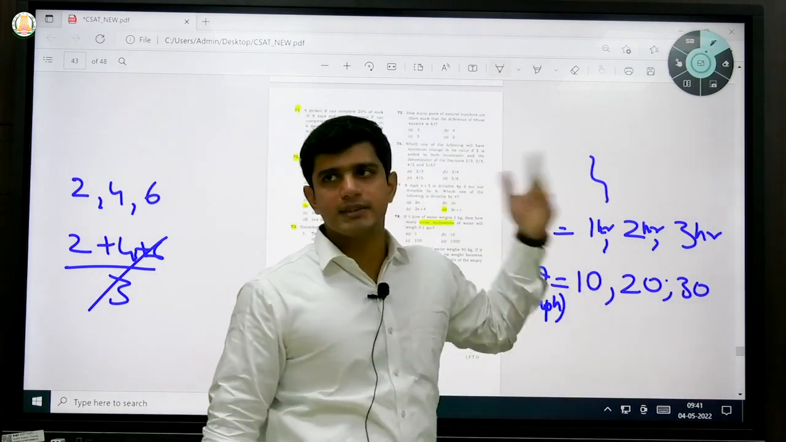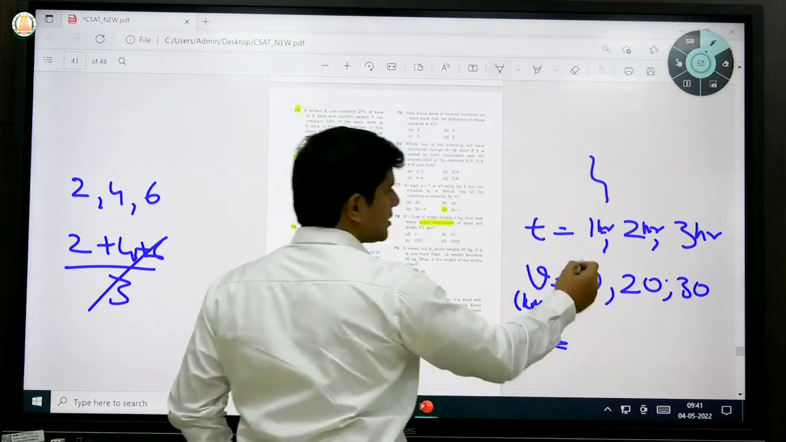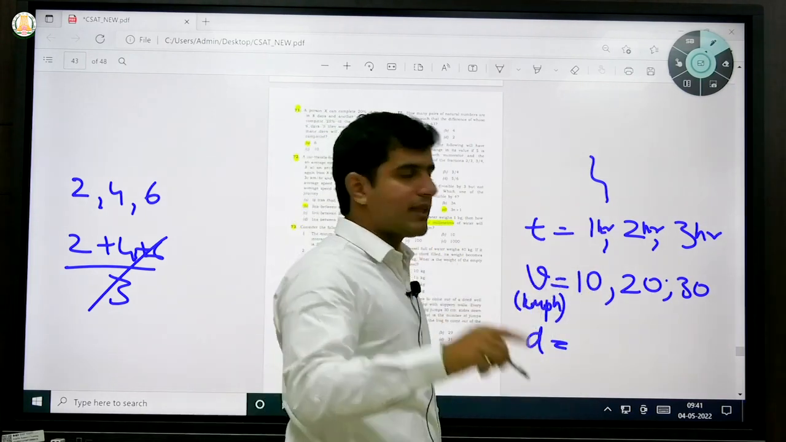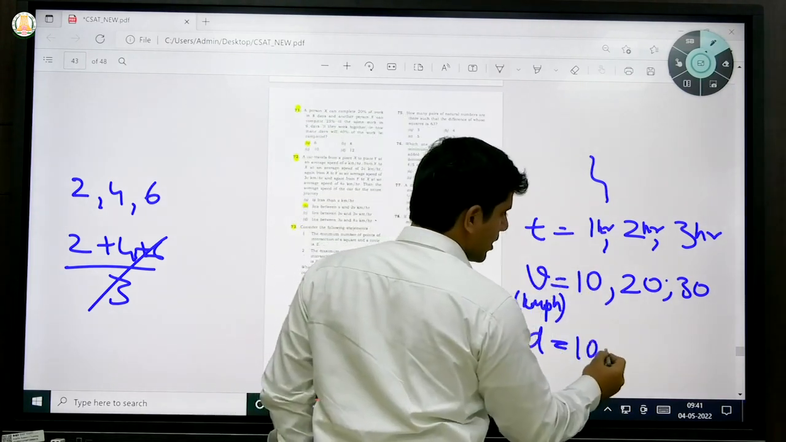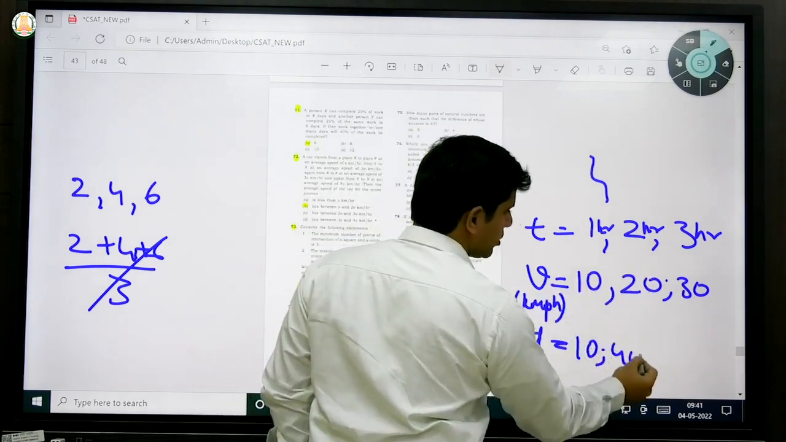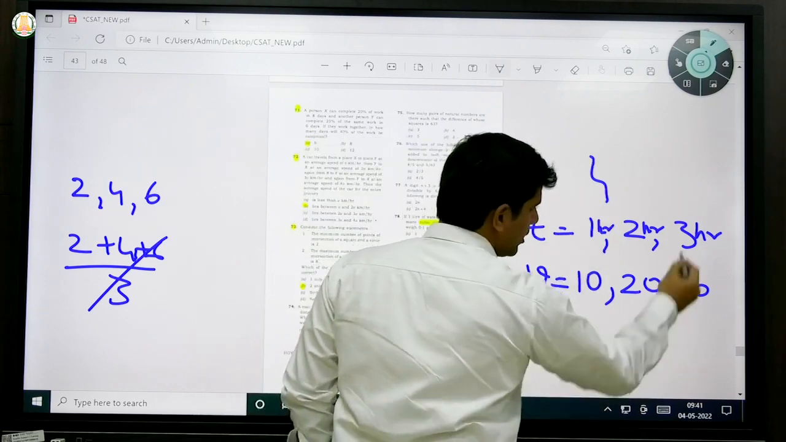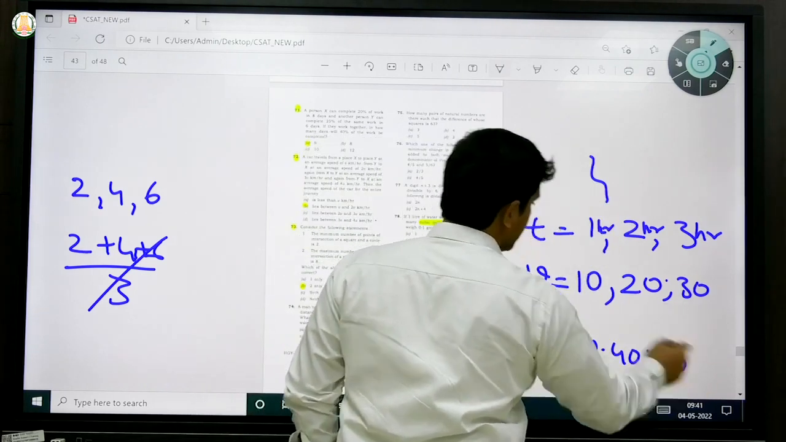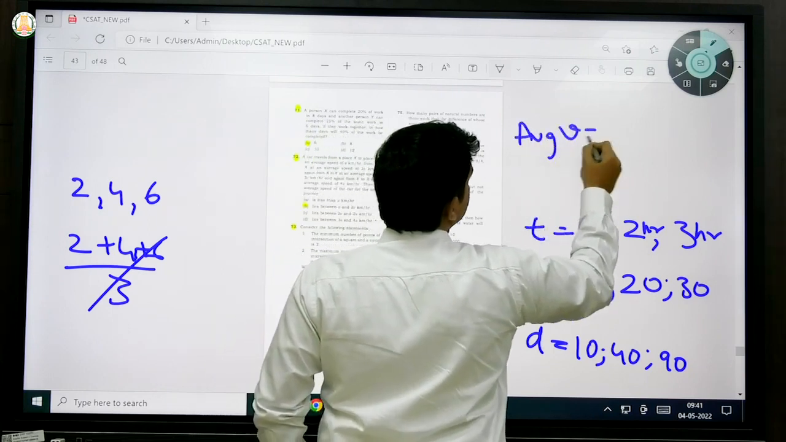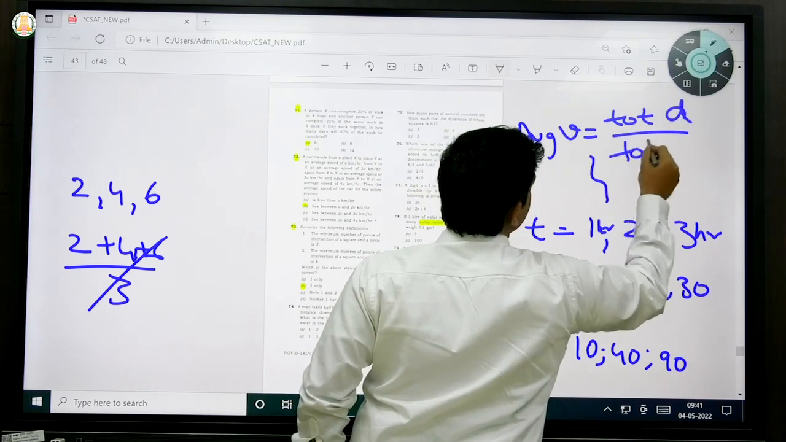First you have to find out the distance traveled. The distance traveled in the first hour, with 10 kmph for 1 hour, means 10 kilometers. In the second period I have traveled 40 kilometers, because at 20 kmph I traveled 2 hours. The third will be 90 kilometers. So now, average velocity is always total distance by total time. You have to be a little careful.